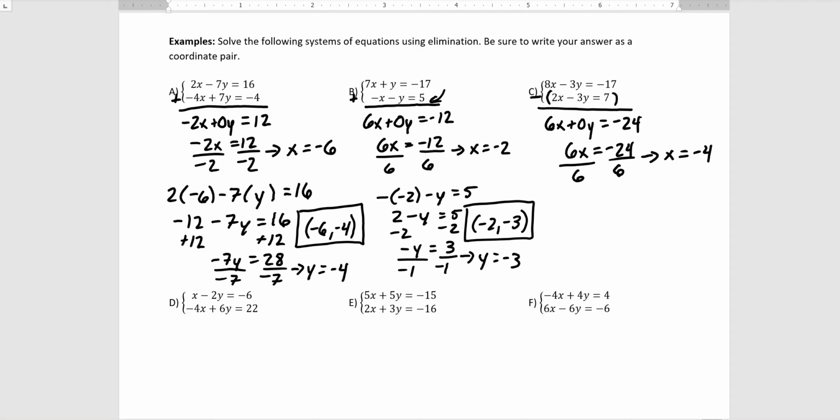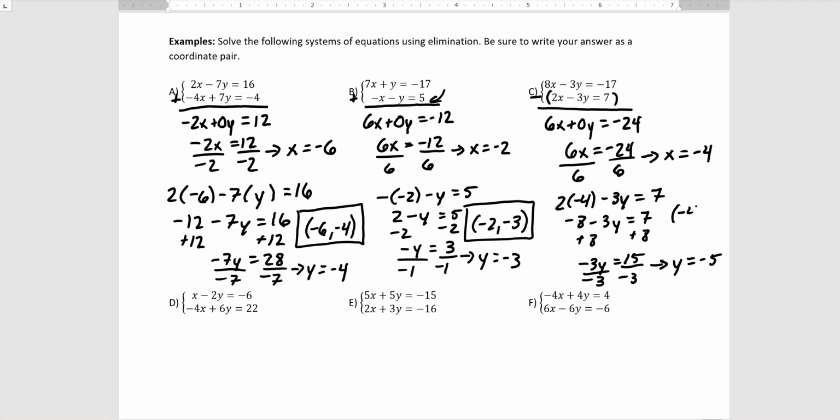Now that I know that, I can plug it into either equation. I'm going to pick the bottom one. It's got smaller numbers. 2 times negative 4 minus 3y equals 7. 2 times negative 4 is negative 8. Minus 3y equals 7. Add 8 to both sides. 7 plus 8 is 15, so negative 3y equals 15. Divide by negative 3, and I will find that y equals negative 5. So my solution is the coordinate negative 4, comma, negative 5. I'll box my answer, and there we go.